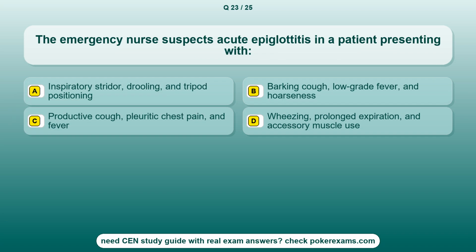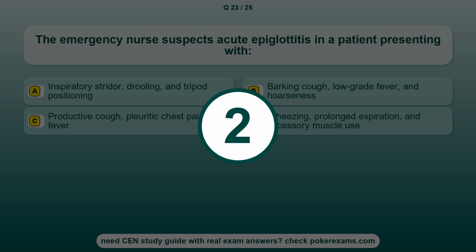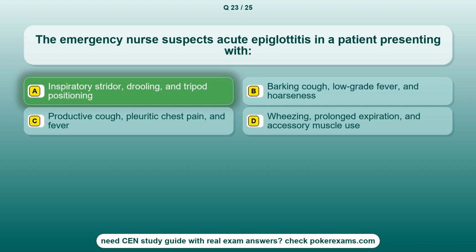Question 23. The emergency nurse suspects acute epiglottitis in a patient presenting with option A, inspiratory stridor, drooling, and tripod positioning, option B, barking cough, low-grade fever, and hoarseness, option C, productive cough, pleuritic chest pain, and fever, option D, wheezing, prolonged expiration, and accessory muscle use. The correct answer is option A, inspiratory stridor, drooling, and tripod positioning.